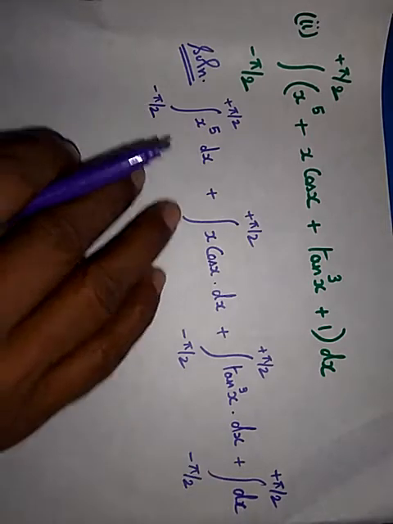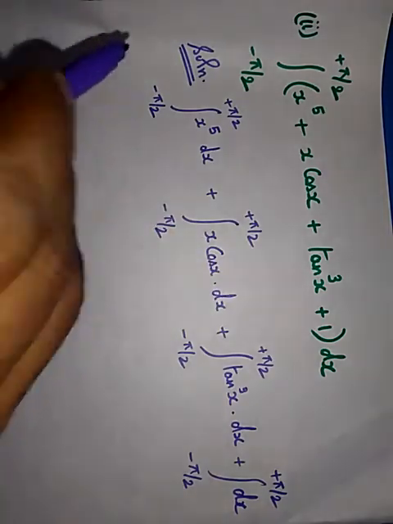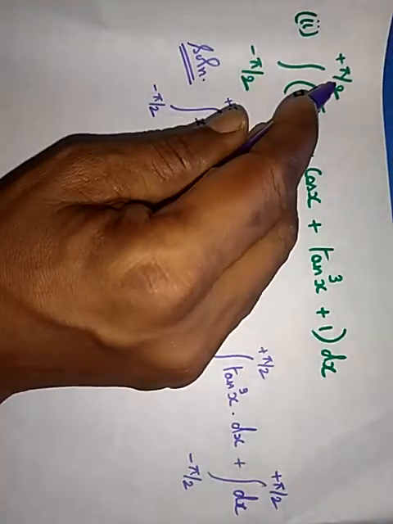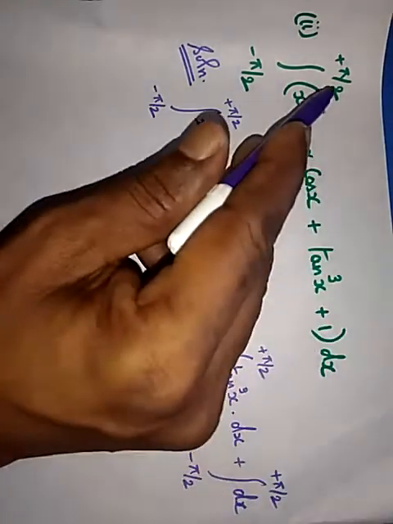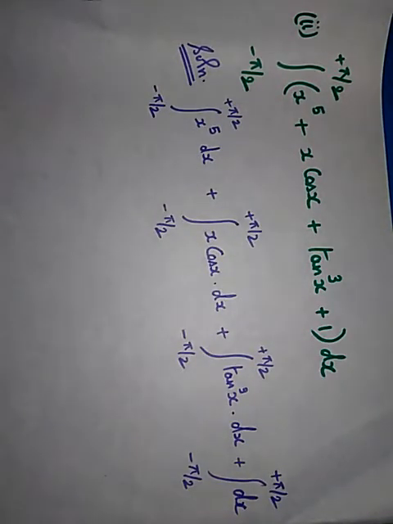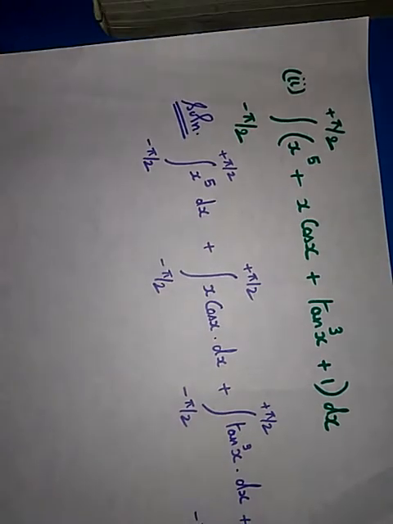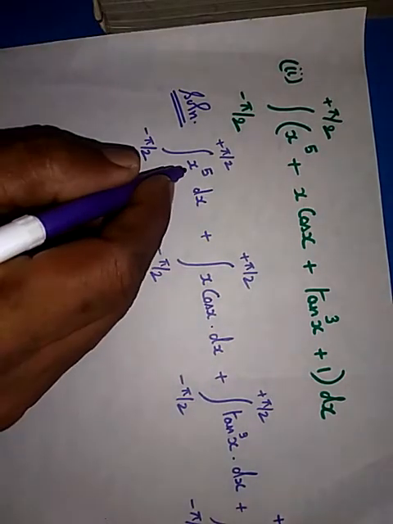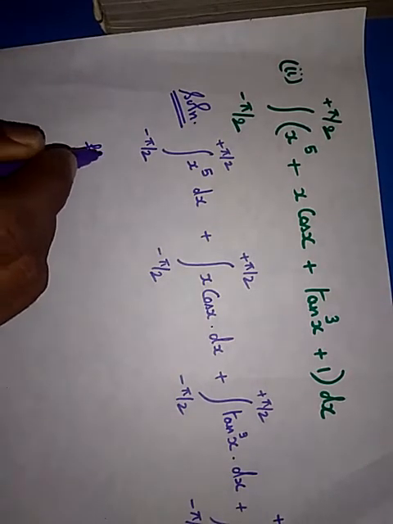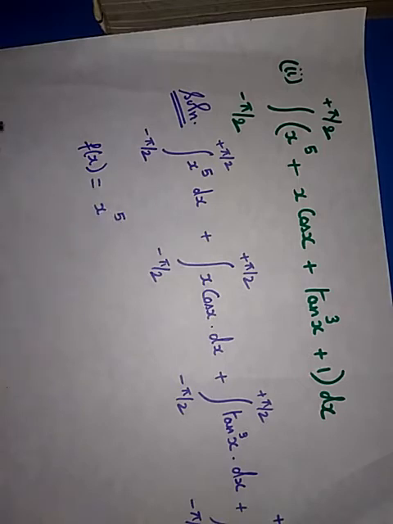Now we have to check whether we can make use of properties, because here the lower limit is minus pi by 2 and the upper limit is also pi by 2. So we will check whether the given function is an odd function. Case 1: first we will see the first function. Now f of x is given as x power 5.